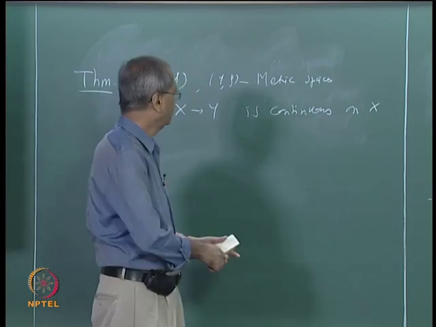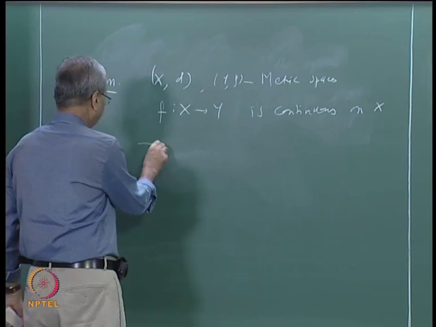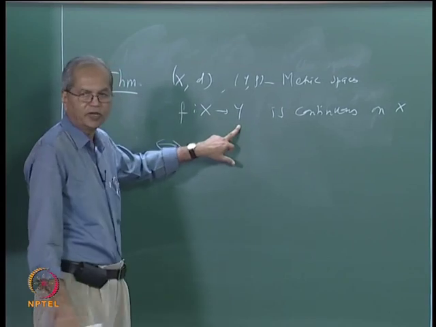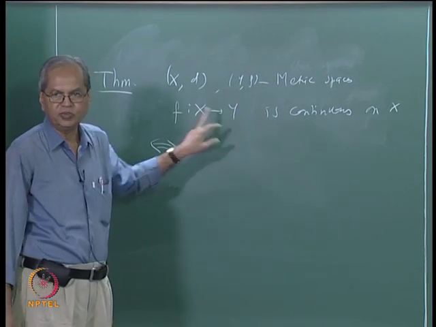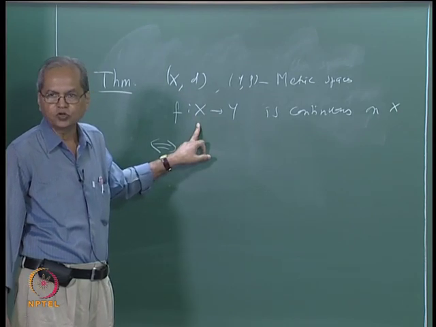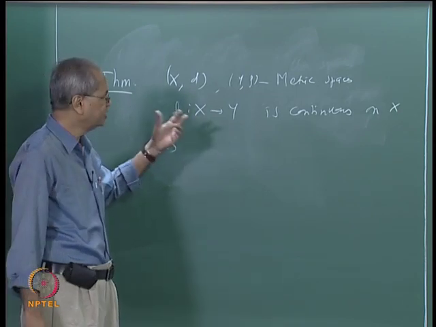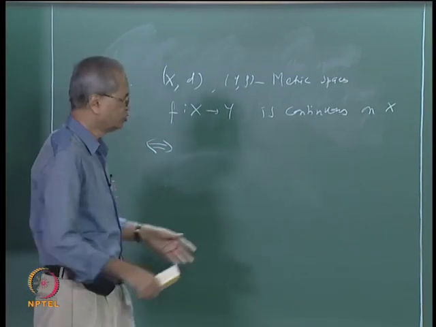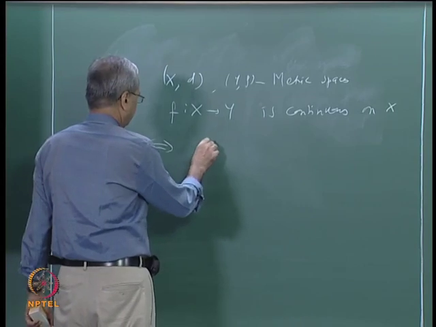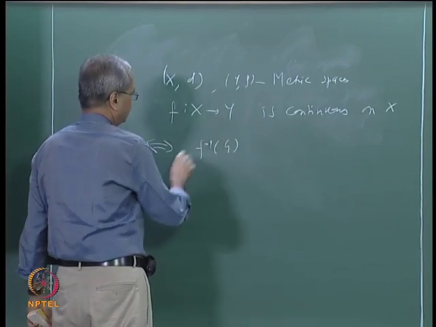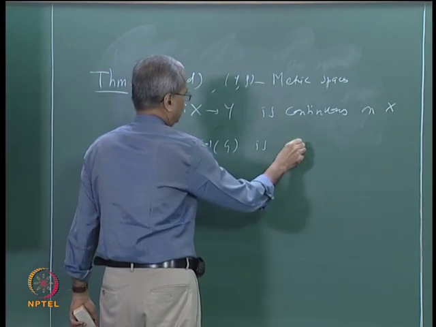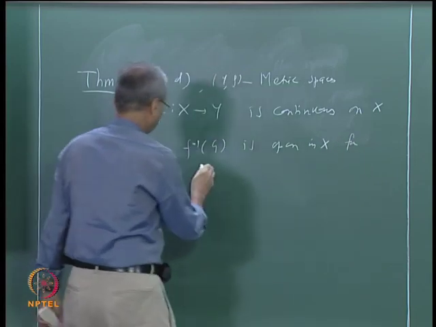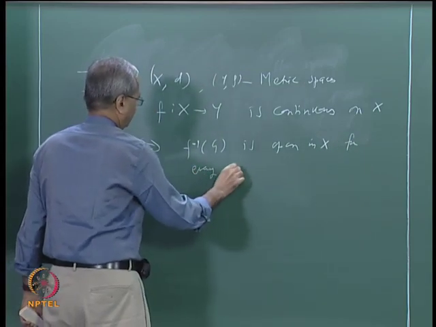So f is continuous on X if and only if, this is interesting, what it says is that if you take an open set in Y and look at its inverse image in X, then that should also be open in X. That is, f is continuous if and only if the inverse image of every open set is open. So if and only if f inverse G is open in X for every open set G in Y.